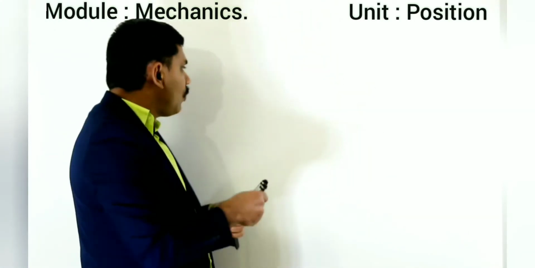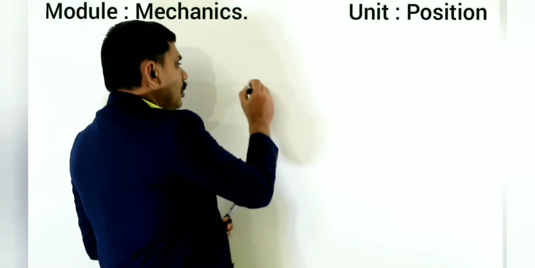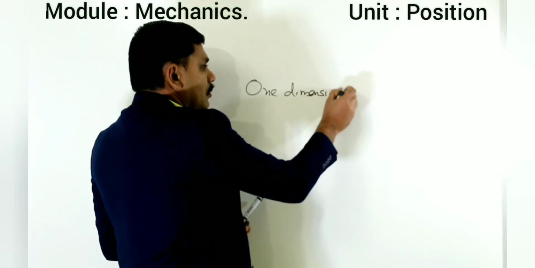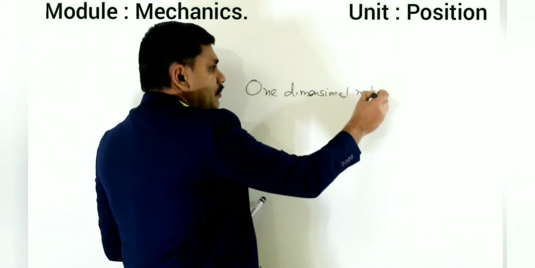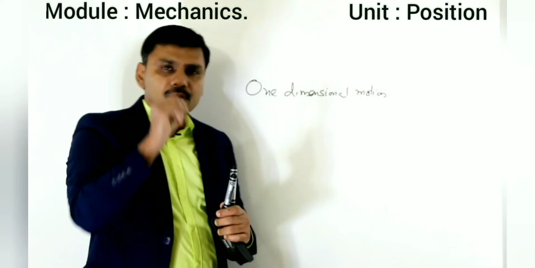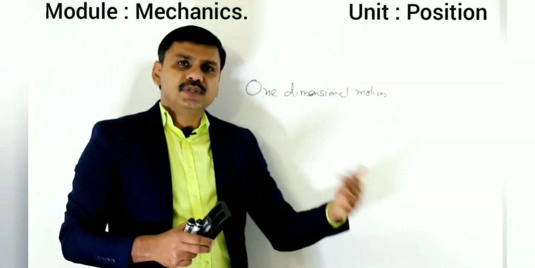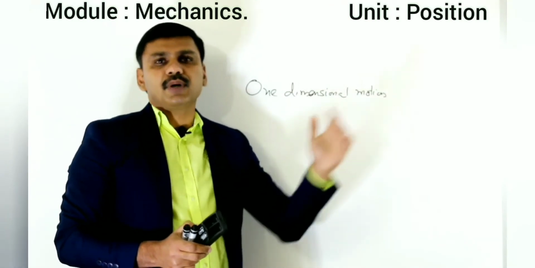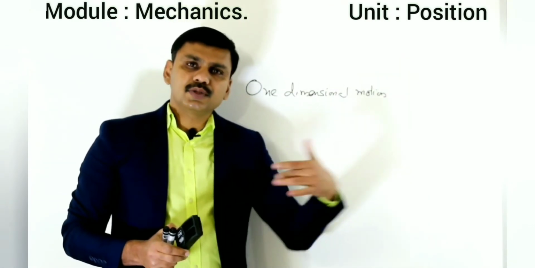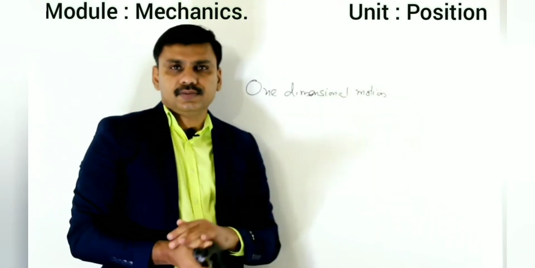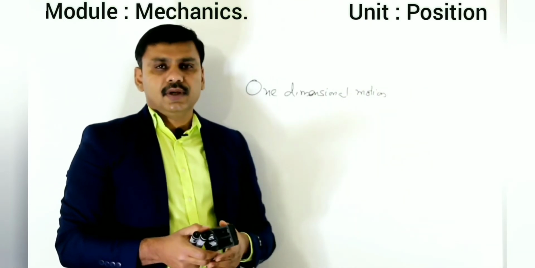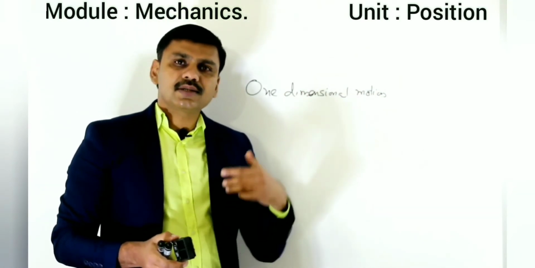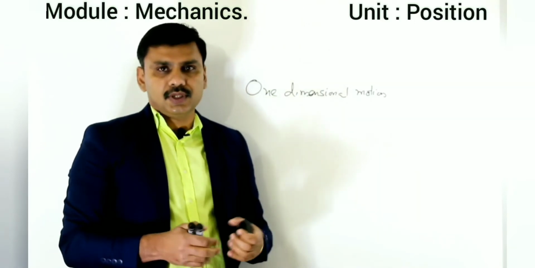Then, what do you mean by one-dimensional motion? One-dimensional motion simply means an object moving along a straight path. For example, a vehicle is moving along a straight road. It is in one-dimensional motion. So one-dimensional motion simply means the motion of an object along a straight path.